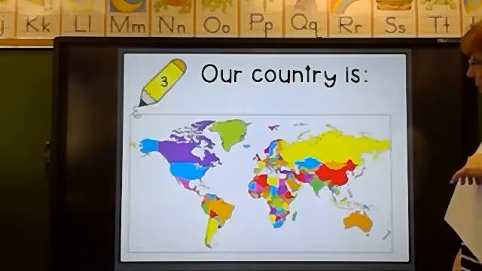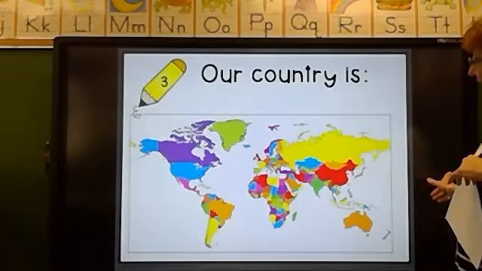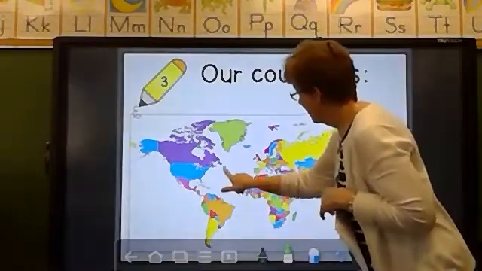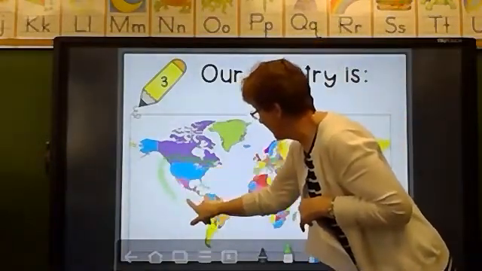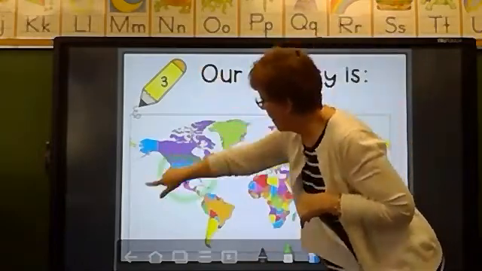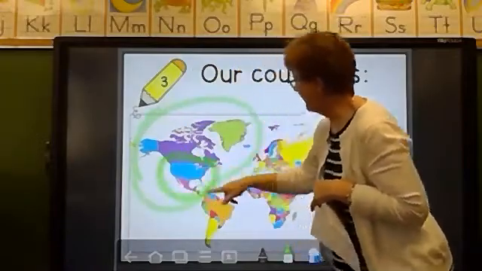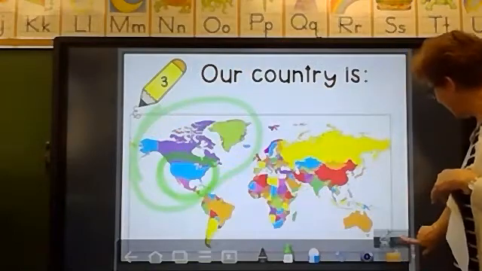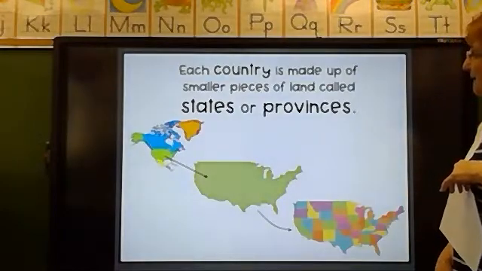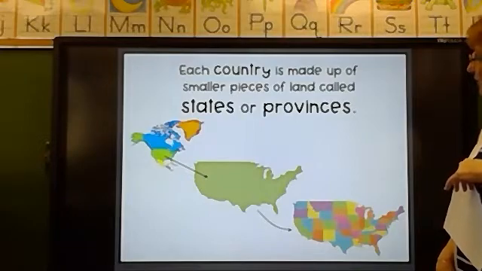Okay, so our country is, wanna guess? Our country would be here. Now remember, this is North America. The whole part here is North America. Our country is here. So does anybody want to guess what our country is? Okay. Each country is made up of smaller pieces of land called states or provinces.